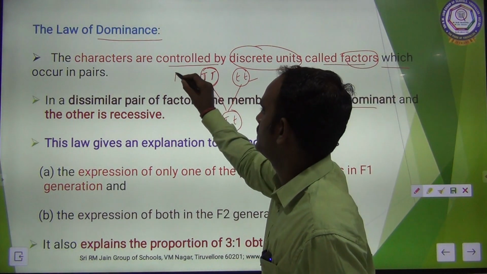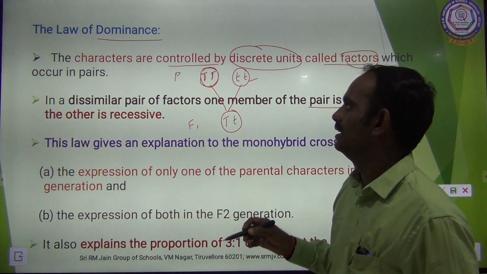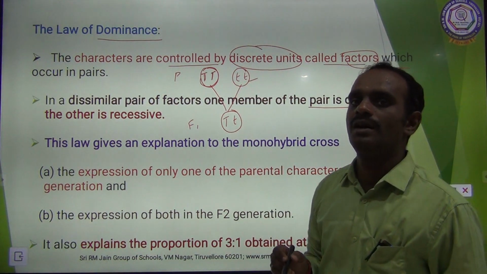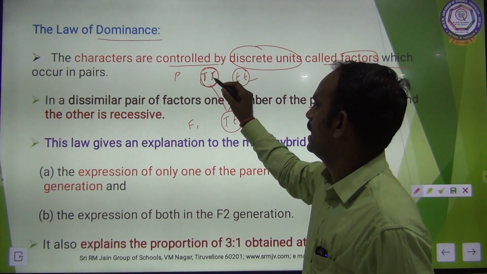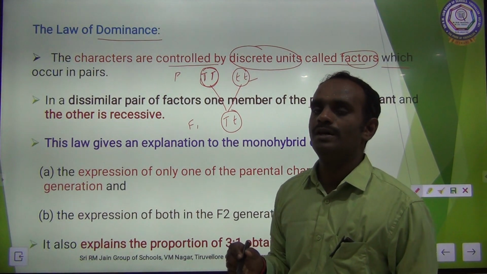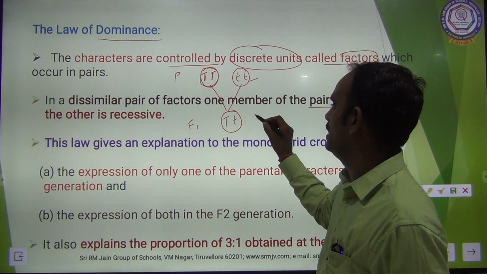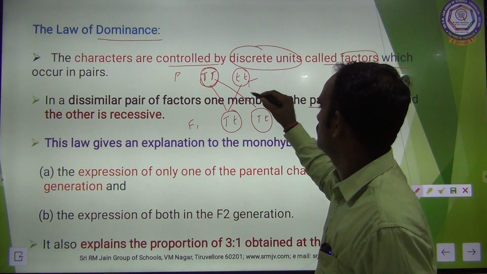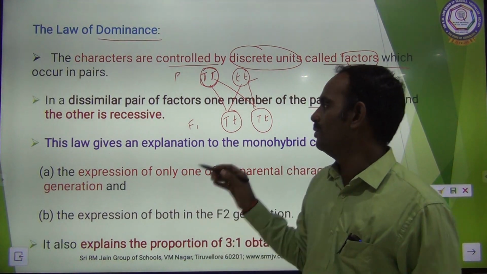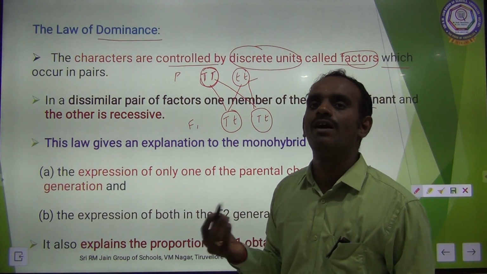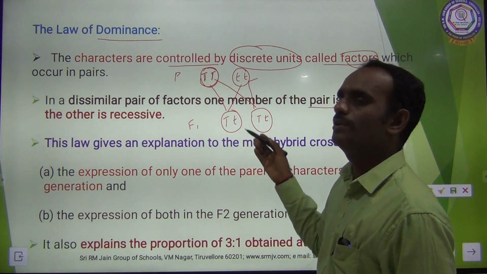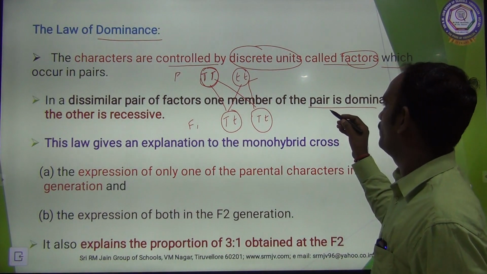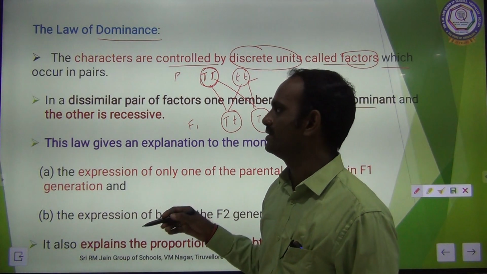This is the parent generation, this is the F1 generation. From the parents, one capital T fuses with the small t, and again one capital T fuses with the small t. There are possibilities of capital T, small t. So this is the F1 generation. Now all the plants are tall, but they are heterozygous tall. So in the dissimilar pair of factors, one member of the pair is dominant and the other is recessive.